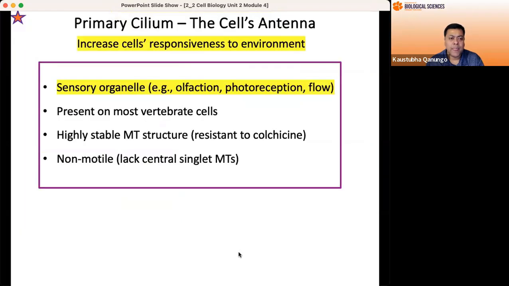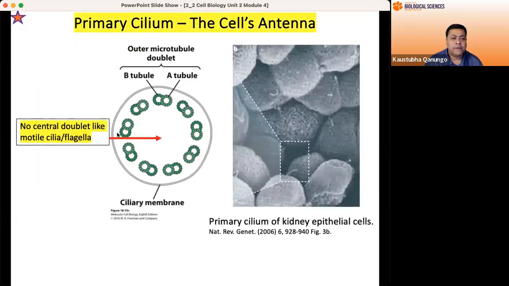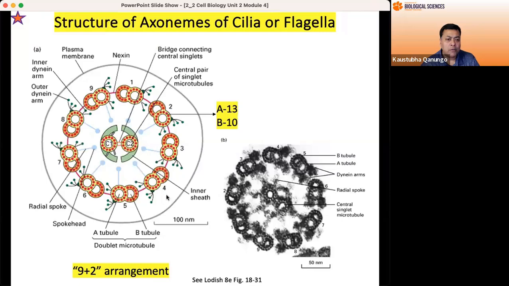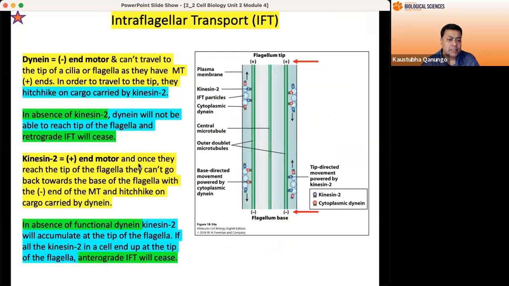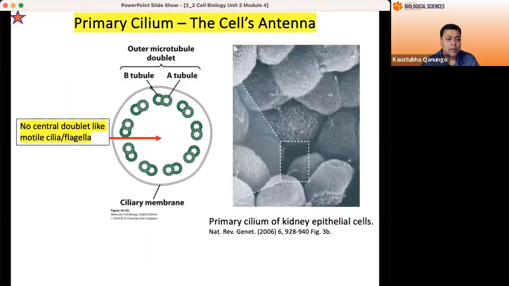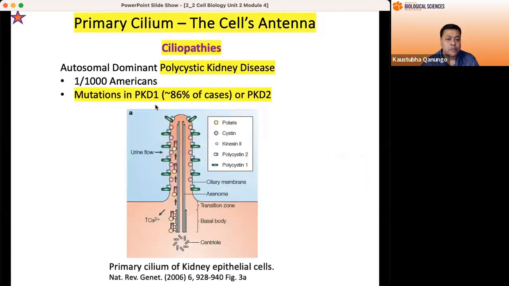It's the opposite one. Primary cilia, responsiveness, these are all very straightforward. The only difference is that they are non-motile. They can move with the flow of fluid like urine. They can sense the bending or the pressure of the urine, but they do not have the ability to move, and they do not have the central doublet like motile cilia and flagella. So very different. These are your motile cilia and flagella, with the 9 plus 2 arrangement. These are just 9 doublets in the outer part and do not have the ability to move.